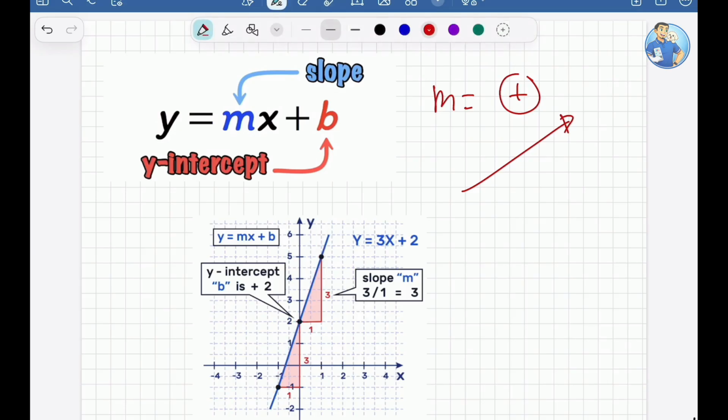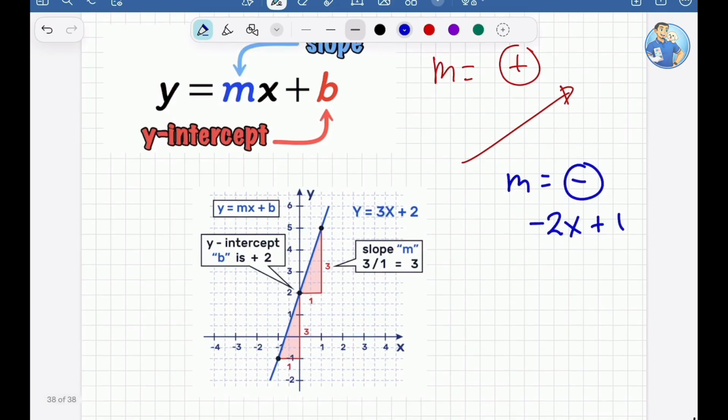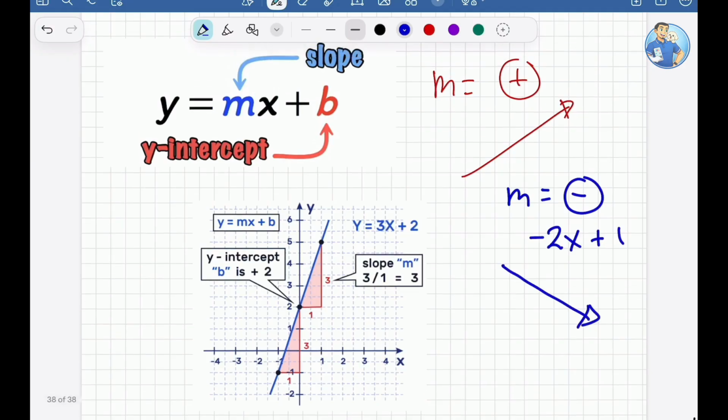When we have a negative slope, for example, minus 2x plus 1, in this case the slope is negative. The line is going to go downwards. So this is the slope. This is the m.